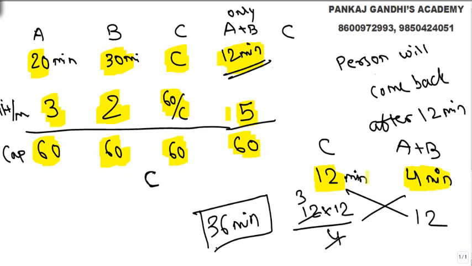Means what all A and B fill in 4 minutes, C empties in 12. So what all A and B fill in 12, C will empty in how much? C will empty in how much? 36 minutes.